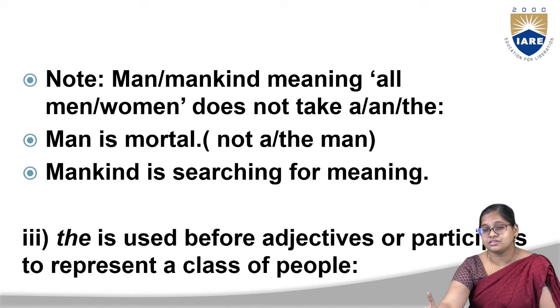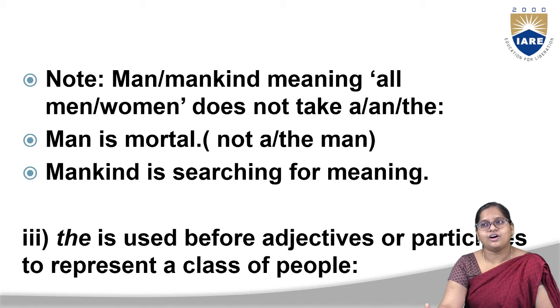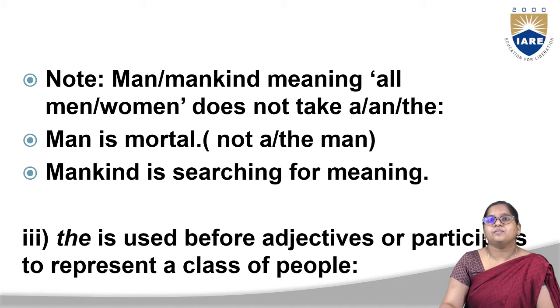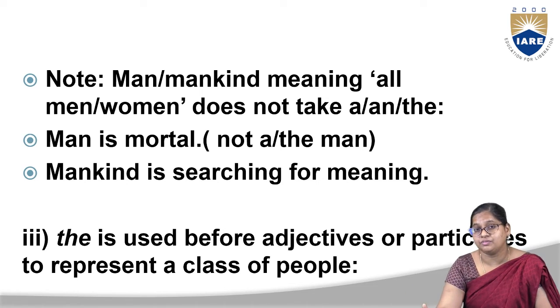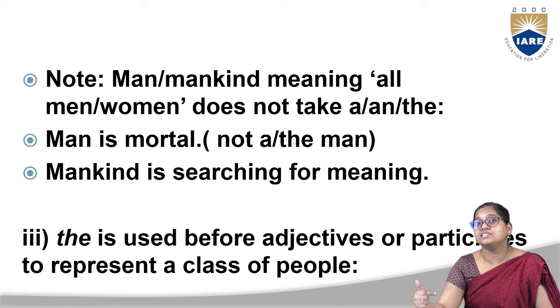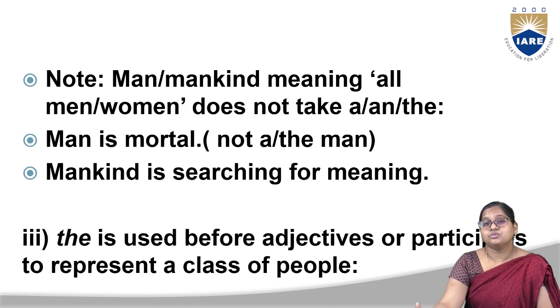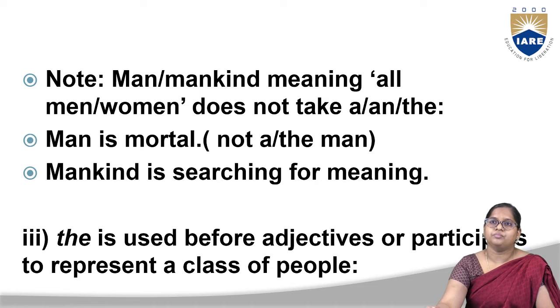So we understood that there is another category: definite article, indefinite article, and zero article. So here zero article is there. Man is mortal. You don't say the man is mortal. Mankind is searching for meaning, right? One should search for that purpose whereby we live, or what is the meaning of our life, and it is true. So man is searching for meaning. You don't say the mankind, you just say mankind is searching for meaning.